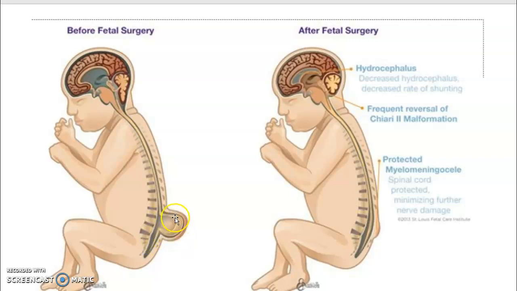We can now fix this with surgery, where you can essentially just push this back in and close in this gap where there should be protective coating and skin. Obviously, it's quite dangerous to have your spinal cord reaching the outside of your body. We can just pack that in and protect the spinal cord from damage.